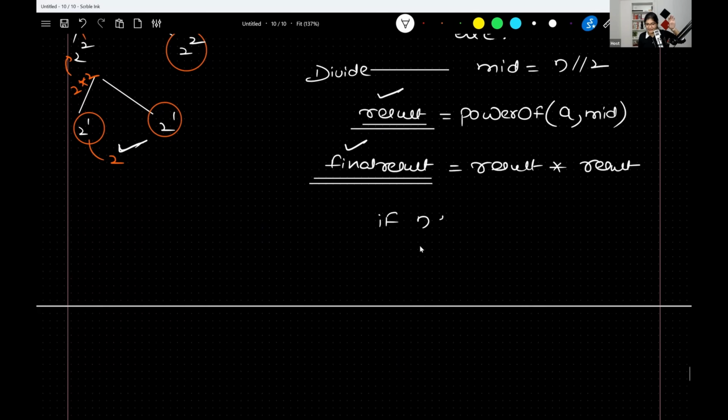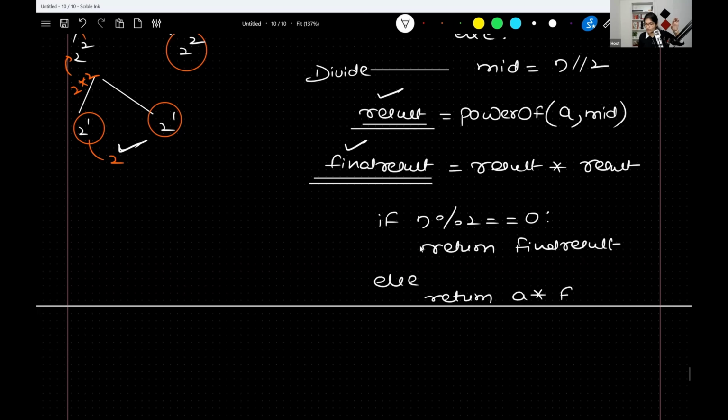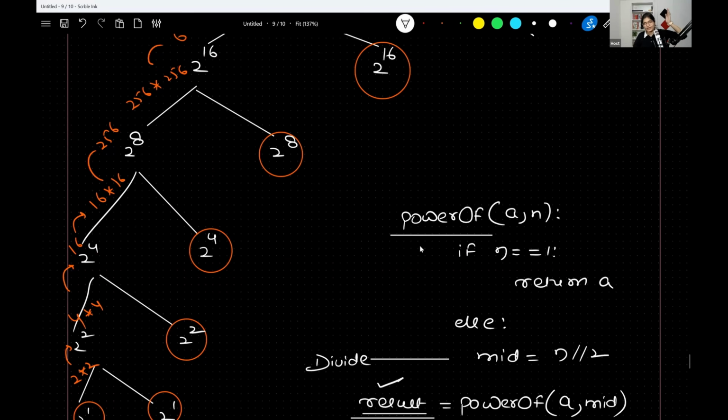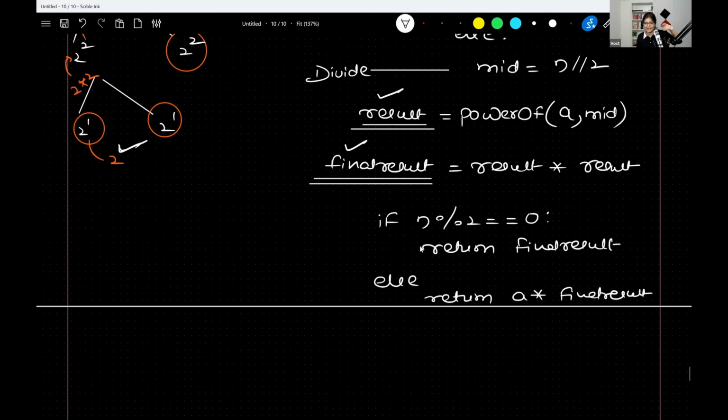If my value of n is even, my final result is the final result, and I'll simply return it. Otherwise, I will return a into whatever final result I'm getting. For example, in case of 2 to the power 65, I got the final result in the 2 to the power 64 term. I'll multiply this one more time by 2 to get the final answer. That's it. So while splitting also, if any odd number comes up, it will handle that scenario as well.